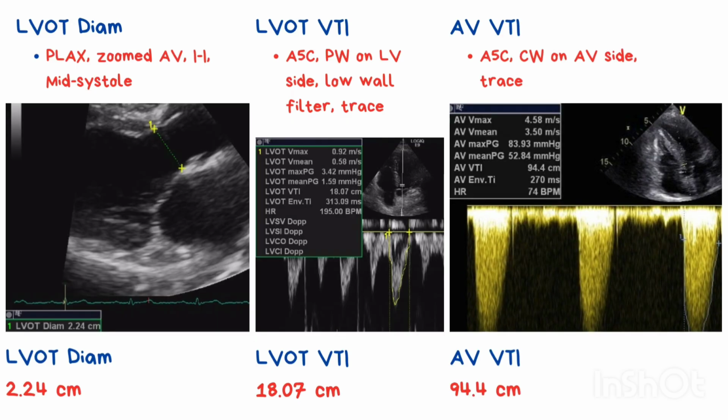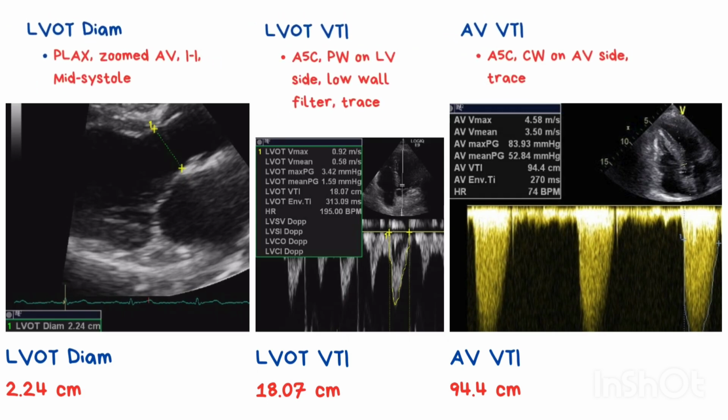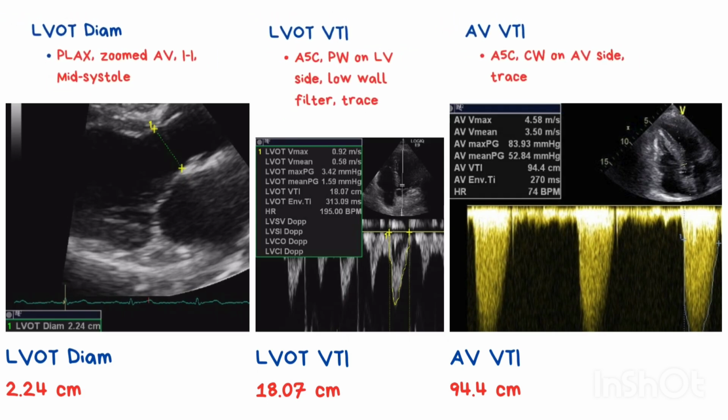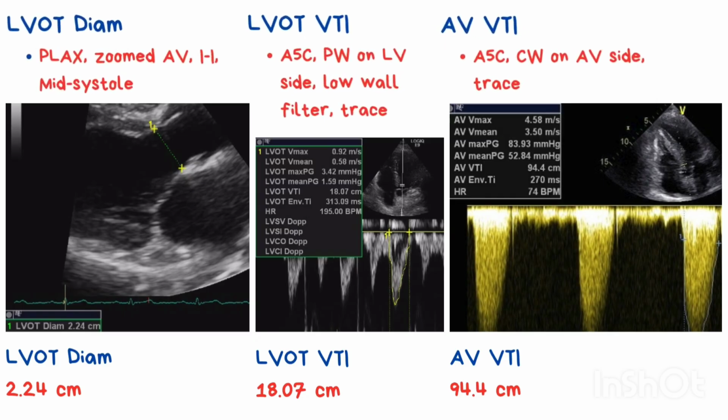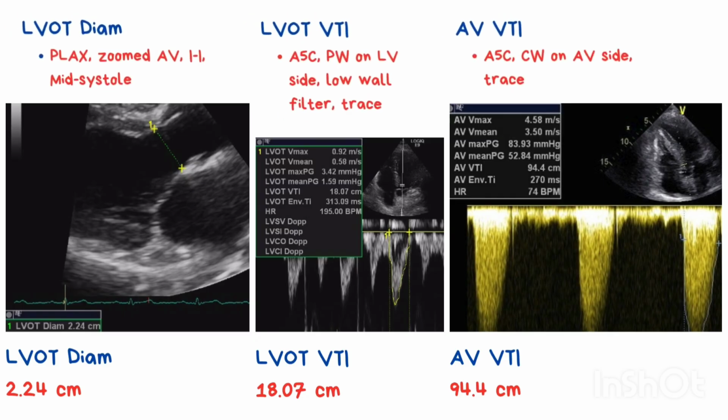Third, the aortic valve VTI. Also from the apical 5-chamber view, using continuous wave Doppler, align the sample gate through the aortic valve and trace the entire waveform to get the AVVTI. Once you've collected these three values, LVOT diameter, LVOT VTI, and aortic valve VTI, you're ready to plug them into the continuity equation and calculate the aortic valve area.